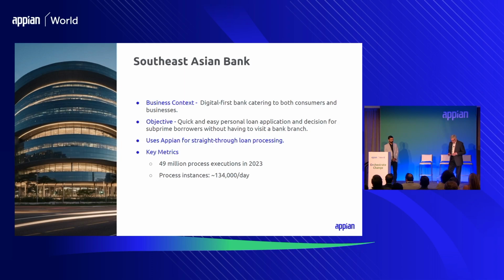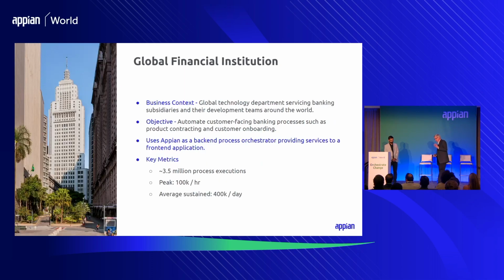Or you can take another financial institution, one of our customers. This one's a much larger global institution with a number of different subsidiaries. The way in which they use Appian is similar and yet slightly different. The similarities are that they expose processes via web APIs. Here, though, again, they're using a pre-existing front end.